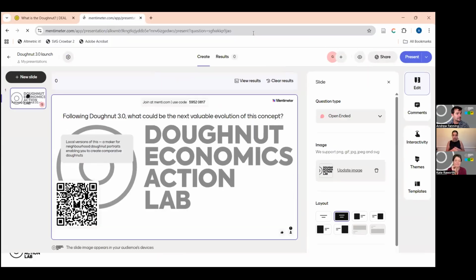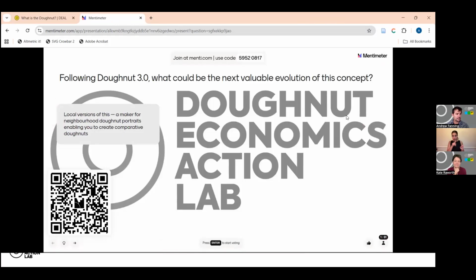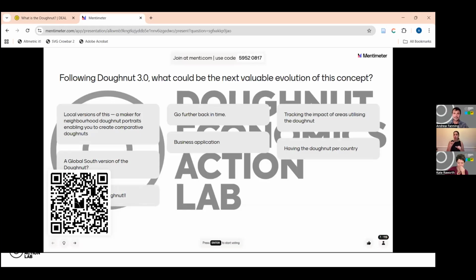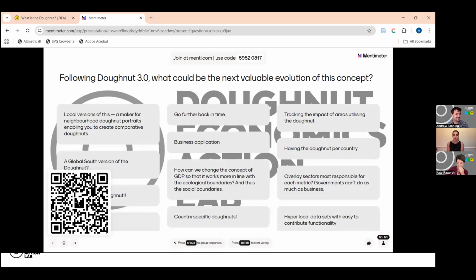So I believe if I do this, loading, that should have enabled the Menti. And ideally, in a perfect world where we have nearly 400 people who have joined, it works for everybody, and you can start putting your thoughts of what you think could be the next valuable evolution of this concept. And we'll spend a couple minutes for that. And then there's another process where you can vote for things that you see as particularly relevant, where we'll spend a minute on that. Wait, it's working. It's working for some at least.